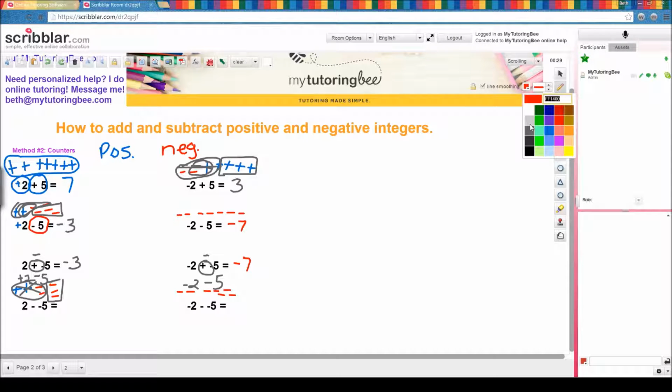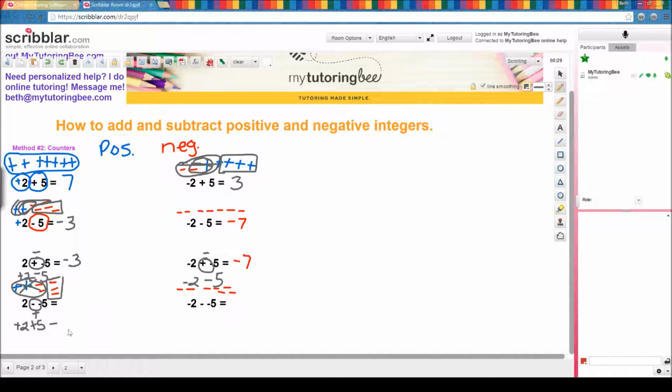Okay, this next one, now I've got 2 of the same. I've got 2 negatives bunched up together, so that's a positive. So really I've got +2 and a +5 that I'm combining together, and we know that that equals a +7.